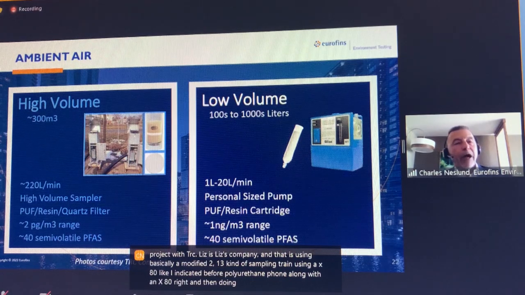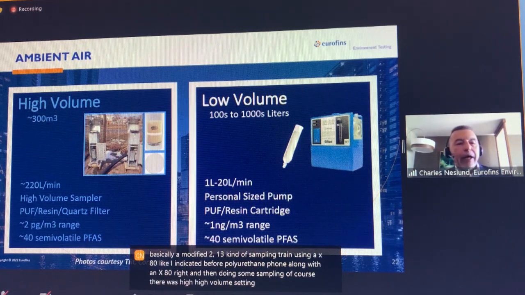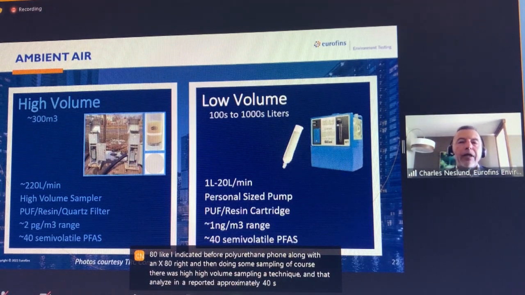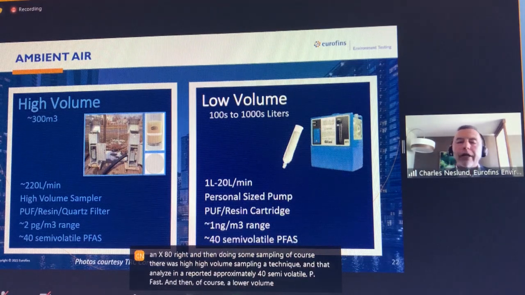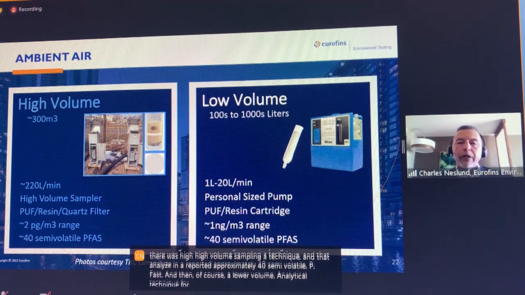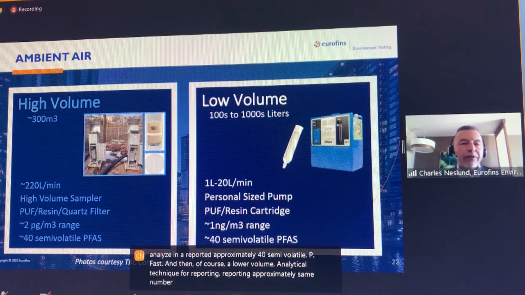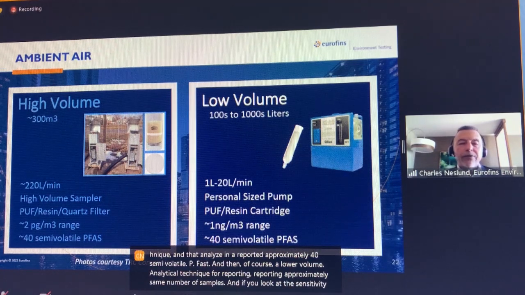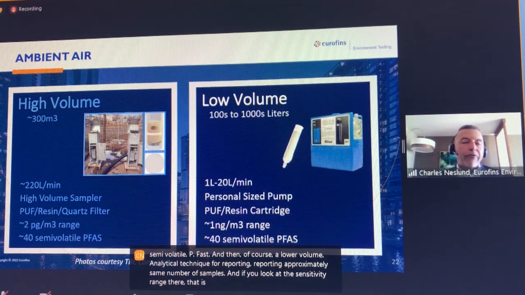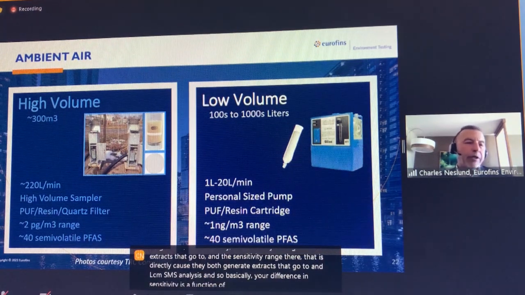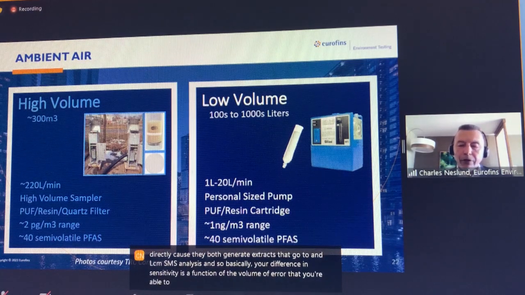Of course, there was a high volume sampling technique that analyzed and reported approximately 40 semi-volatile PFAS, and then of course a lower volume technique for reporting approximately the same number of analytes. If you look at the sensitivity range there, that is directly, because they both generate extracts that go to an LC-MS analysis, your difference in sensitivity is a function of the volume of air that you're able to sample through these cartridges.